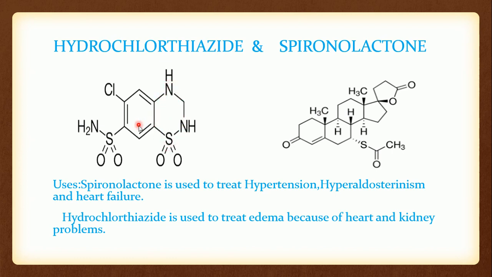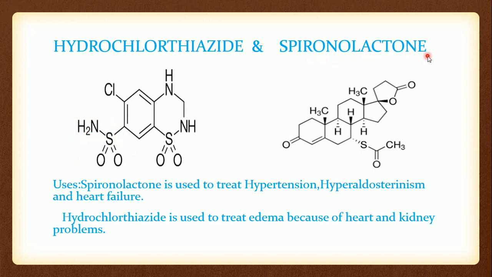This thiazide is attached with the phenyl ring. This is benzothiazide. To this, a chloro group is present and here a sulfamoyl group is attached. What is a sulfamoyl group? SO2NH2 is called the sulfamoyl group. You can also call it the sulfonamide group.